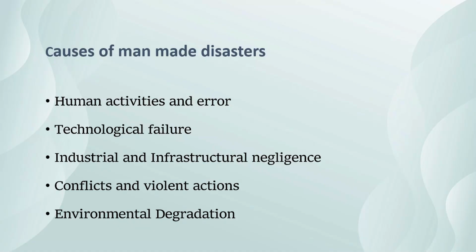Technological failure: complex technological systems in cases such as power grids, nuclear reactors, transportation systems, dams, or data networks can fail due to inadequate maintenance, mechanical faults, or design defects. Industrial and infrastructural negligence, like inadequate safety regulations, poorly maintained equipment, lack of training, and cost cutting measures, can result in hazardous working conditions and catastrophic accidents.